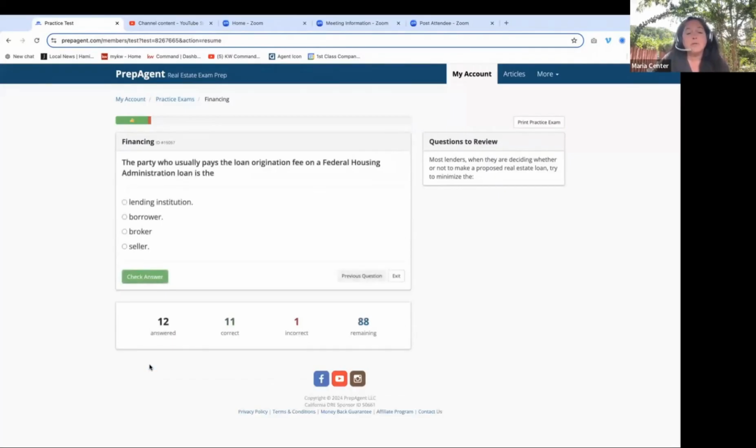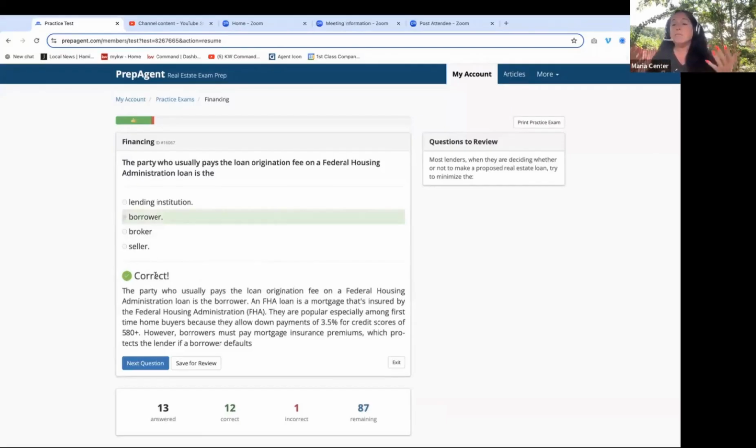So the party who usually pays the loan origination fee on an FHA or Federal Housing Administration loan is the who? Who usually pays the loan origination fee on a Federal Housing Administration, also known as FHA, right? Who pays that fee usually? And it's usually the borrower because he's the one borrowing the money. He's buying the house, he's borrowing the money. So this loan origination fee is usually a cost and expense that he faces.